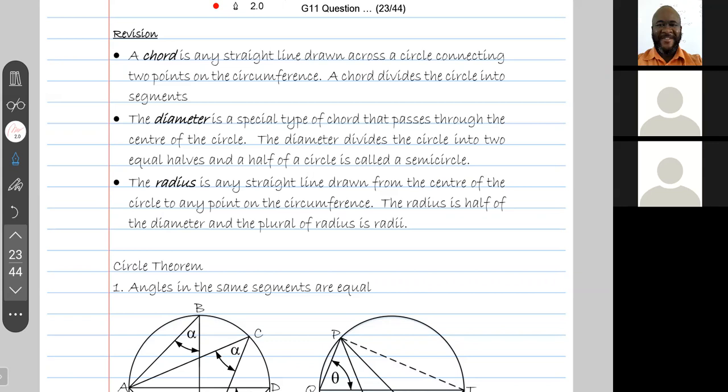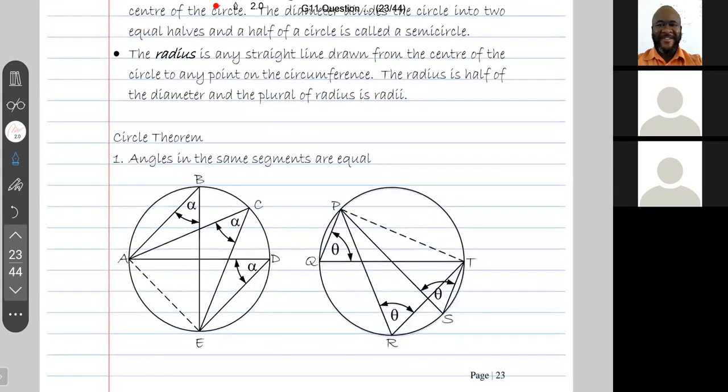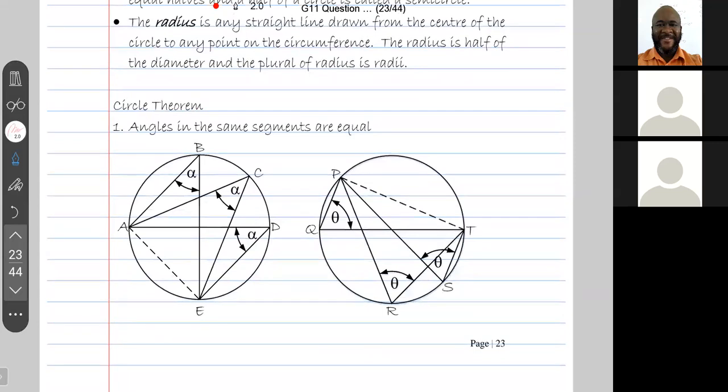Guys, the radius is any straight line that is drawn from the center of the circle to any point on the circumference. The radius is half of the diameter, and the plural of radius is radii. So that brings us now to our first circle theorem. Circle theorem 1 says angles in the same segment are equal.